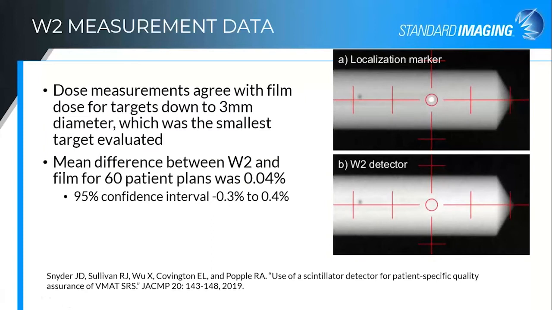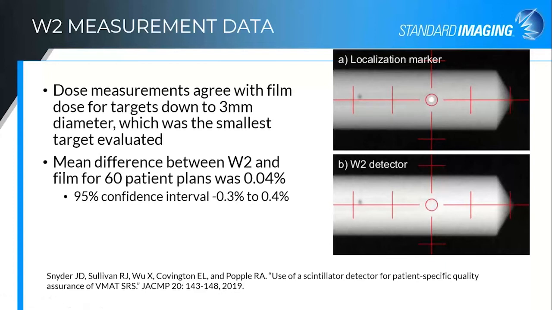Another fun publication out of Richard Popple's group, Jesse Snyder's the primary author on that one, looked at patient-specific measurements for small target sizes. So this is an image of the W2 within the detector plug of our stereotactic dose verification phantom, or SDVP. And you can see it's hard to detect where the end of the scintillator is. So we do actually provide a localization dummy fiber with a BB for the 1x1 fiber, or it matches the active point of measurement for the 1x1 fiber.